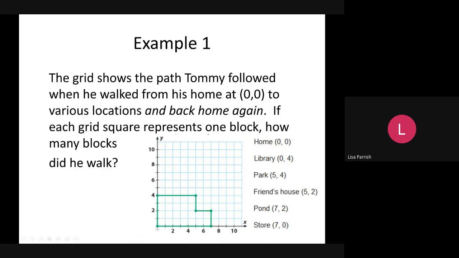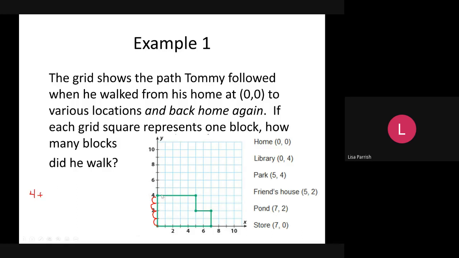So they want us to find the perimeter, or how many blocks he walked. You can work this a couple of ways. If you've got the graph in front of you, you can simply count all the way around. I think on your notes, they're wanting you to break it down in sections. So when he went from home to library, let's count how many blocks he walked: 1, 2, 3, 4. So on your notes, you type in the 4.